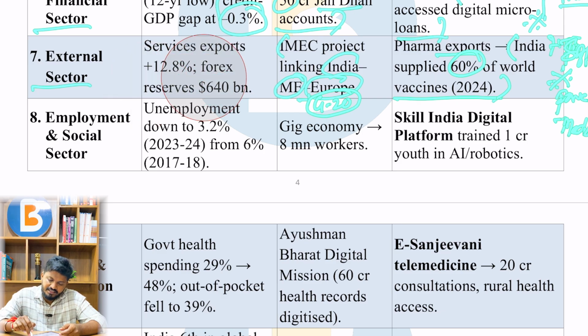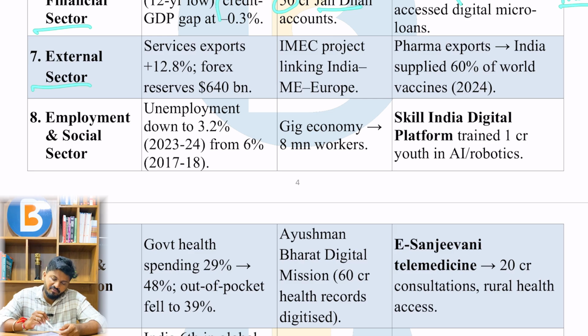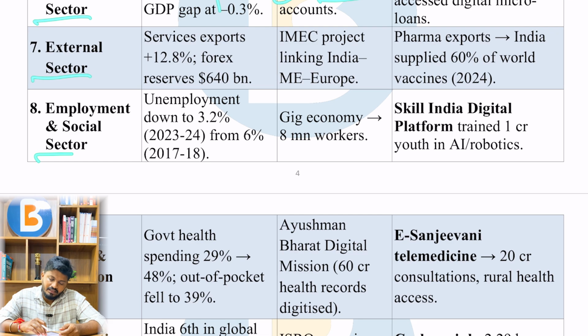Okay. Next, with respect to employment and social sector, unemployment was down to 3.2% from 6% in 2017-2018, and the gig economy has around 8 million workers. And next, in order to promote gig economy, and not only promote gig economy, to promote skilling in the gig economy, Skill India digital platform trained 1 crore youth in AI and robotics.